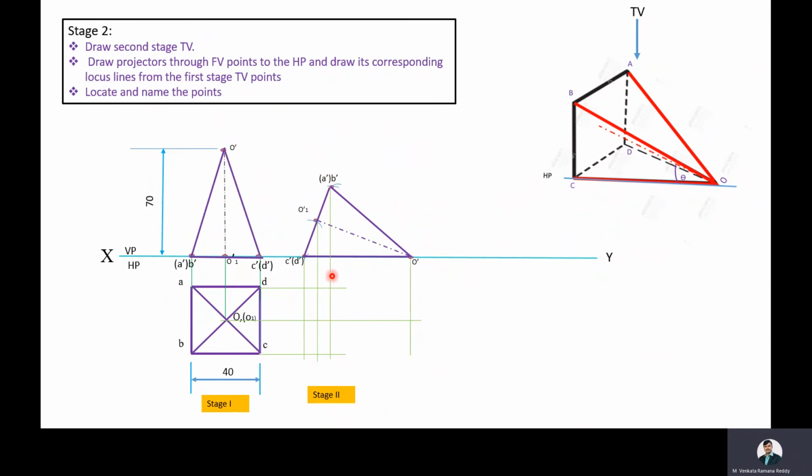And this is the projector through A dash and this is the locus line for A. Then name the intersection point as A1. This is the projector through O dash and this is the locus line for O. So name this point as O1. And this is the projector through O1 dash and this is the locus line for O1. Then name this intersection point as O2.